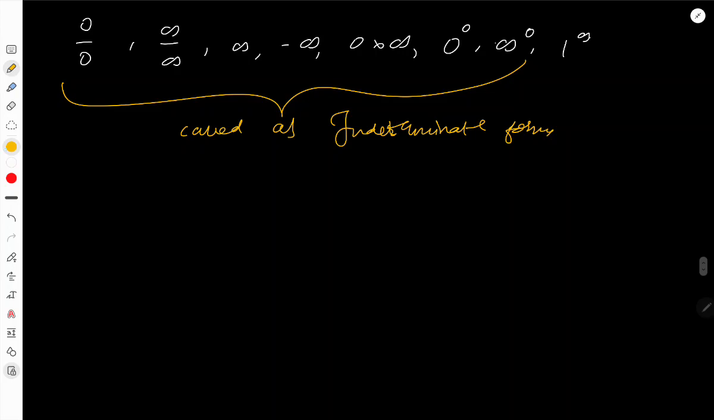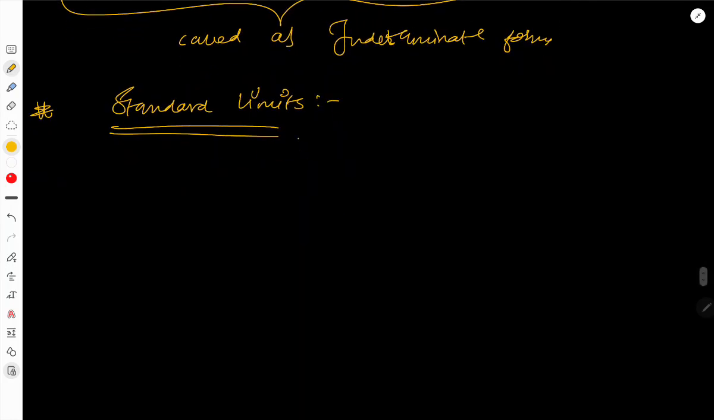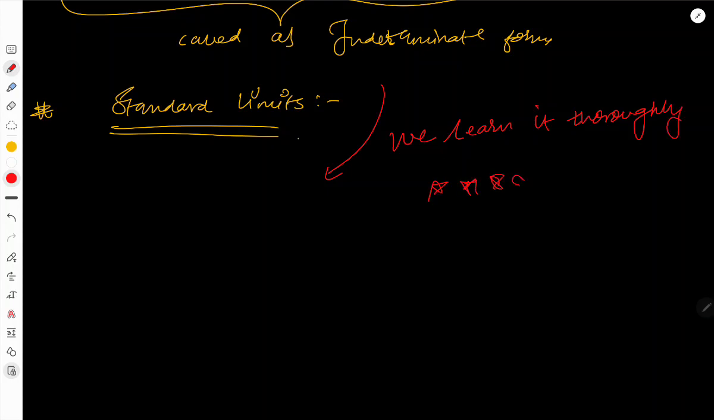So now there are some standard limits that we need to know. And this is where the most part of the chapter is. And we need to learn these by heart. So the first one being, I'll just write bullet points.